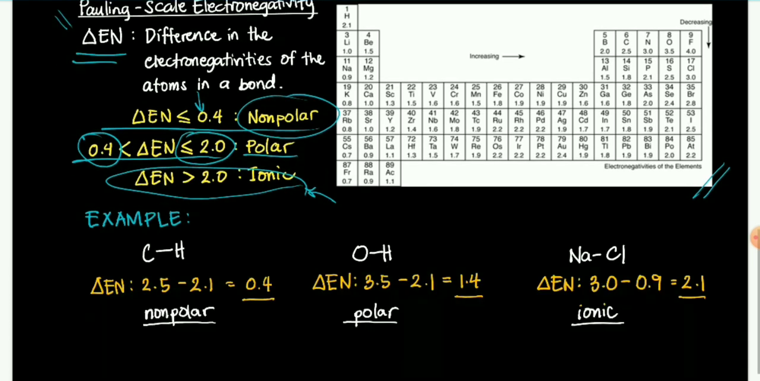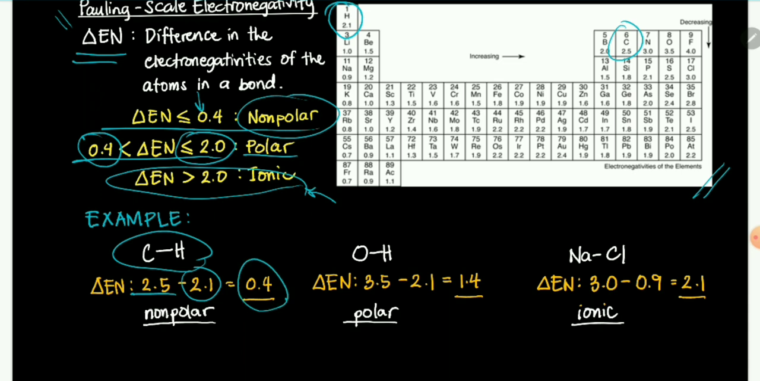Okay? So, for example, we have the CH bond. CH bonds are usually found in organic compounds. So, the electronegativity is 2.5 for carbon. Okay? Tapos, 2.1 for hydrogen. So 2.5 minus 2.1 is 0.4. So the CH bond is technically considered non-polar according to the Pauling scale electronegativity.